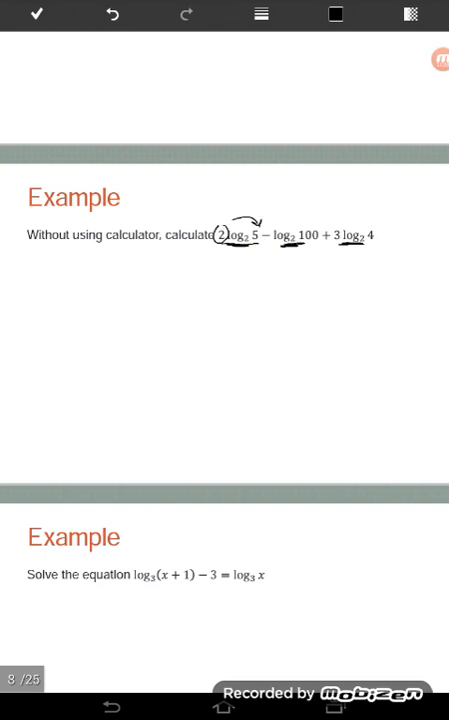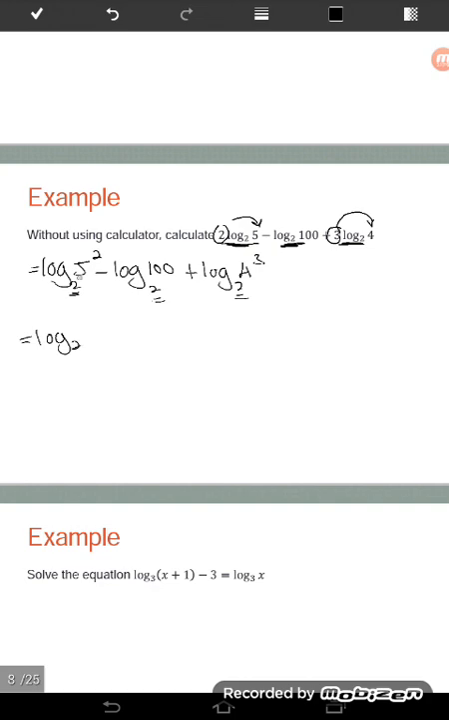Okay, so we can bring these 2 to the power. So therefore you will have log 5 power of 2 base 2, and then minus log 100 base 2, plus by this one also, 3 brought to the power becomes log 4 power of 3 base 2. Okay, so now the base here is already the same, all the bases for the log are already the same. So since it is already the same, you can combine.